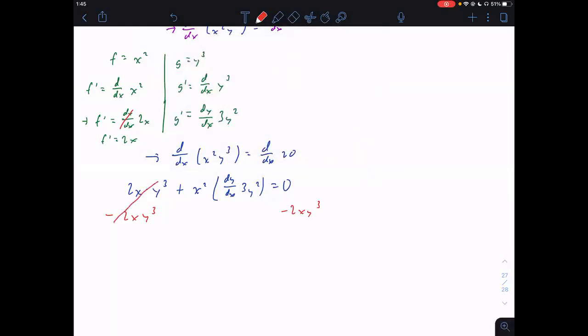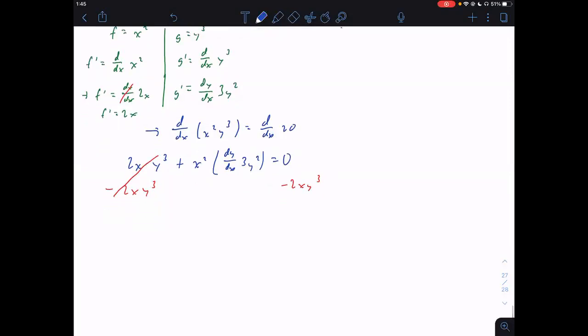All right, so these two will cancel out. And now we're left with this part here, where we have x squared times dy over dx times 3y squared. Let me move this differential in front of these two factors. So we're going to have dy over dx times x squared times 3y squared on the left-hand side, equal to negative 2xy cubed, which we moved from that side to the other.